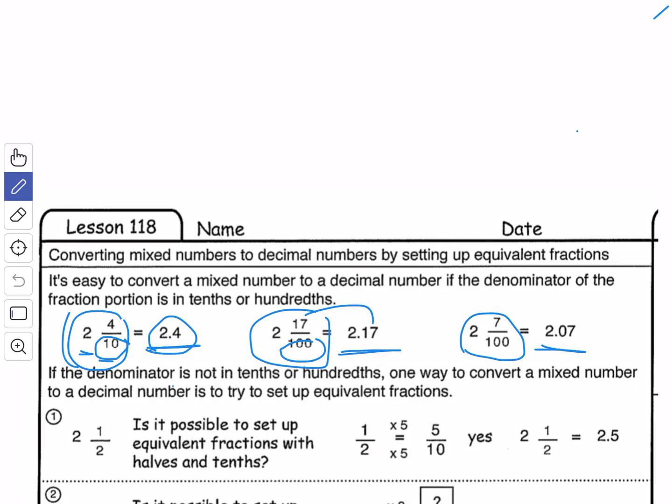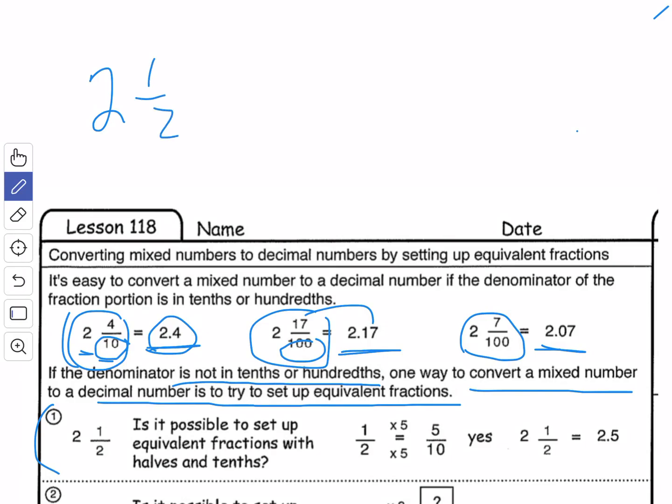Well, if the denominator is not tenths or hundredths, one way to convert a mixed number to a decimal number is to try to set up equivalent fractions. I'm going to write it up here at the top, so follow me up here so you can see how this is done. Obviously 2 is equal to 2, but how do I change 1/2 into a decimal?